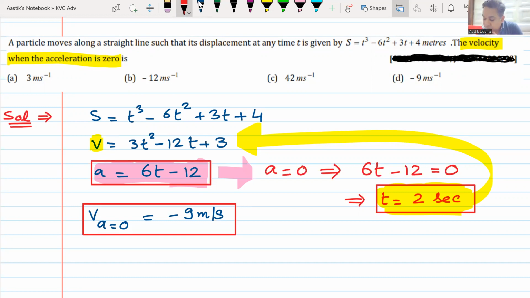So 2 square is 4. 4 into 3 is 12. 12 minus 24 is minus 12. Minus 12 plus 3 is minus 9 meter per second. And that is the answer, my dear friends, that we were looking for.